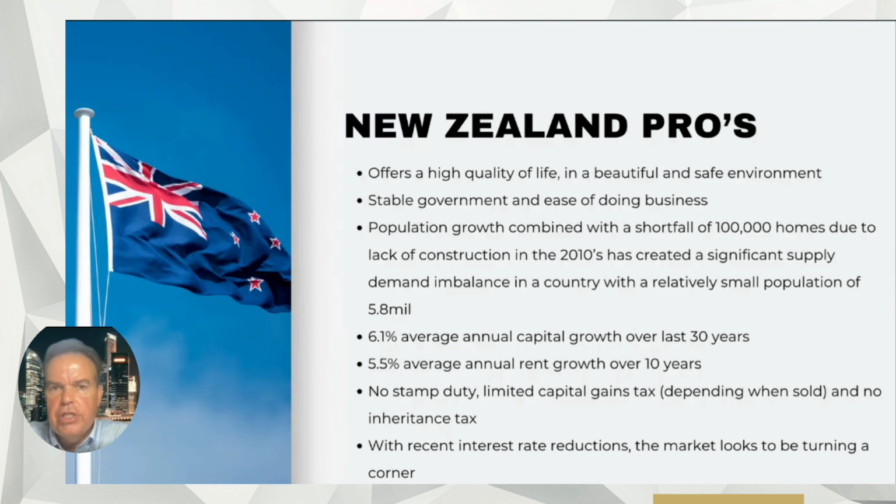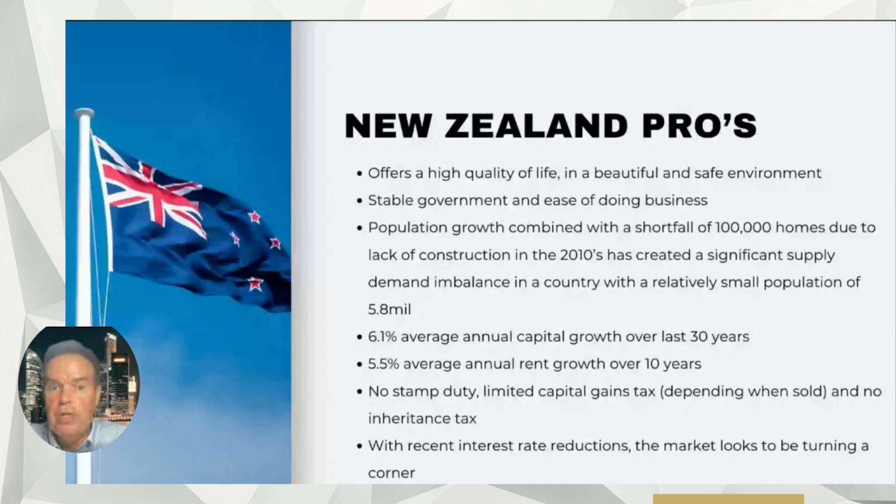It has population growth combined with a major shortfall of over 100,000 homes, which was due partly to a lack of construction in the 2010s, and has created a significant supply-demand imbalance in a country with a relatively small population of just 5.8 million. Now, they have very steady capital growth. The average over the last 30 years has been 6.1%.